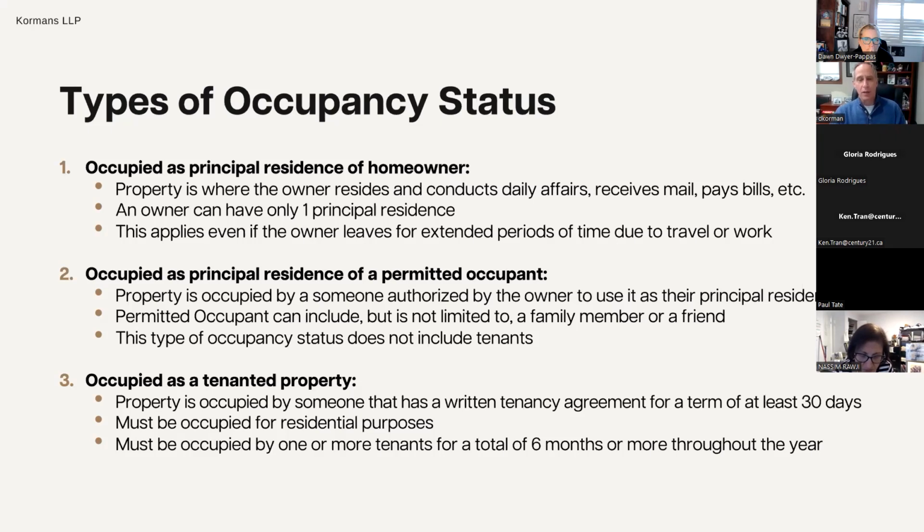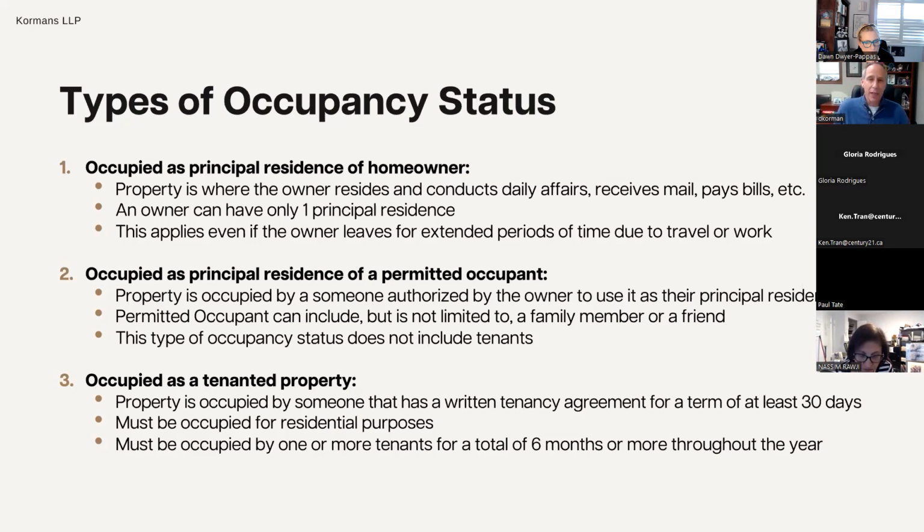Now, the second option is it can be occupied as a principal residence of someone that's considered to be a permitted occupant. So that's someone that's authorized by whoever the owner of the property is to use it as their principal residence. So it could be another family member, one of your kids, a cousin, a friend, as long as you're authorizing them to use it and they are using it as their principal residence. So this category doesn't include tenants.